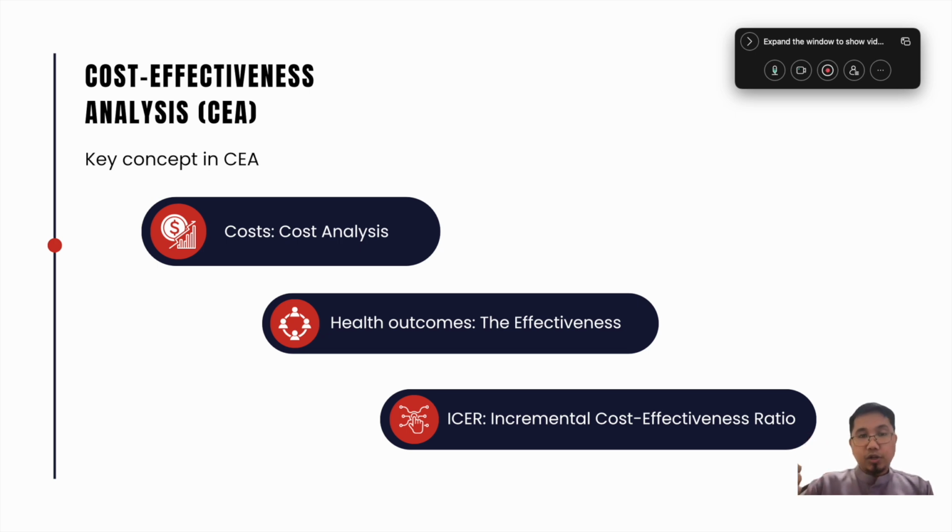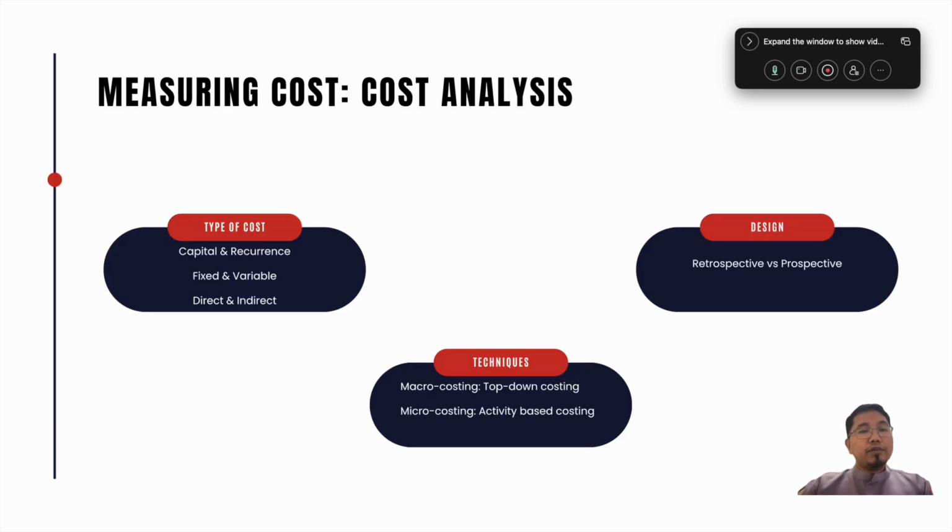Okay, first is cost, I mean measuring the cost, which is the cost analysis. We compare both alternatives or both interventions. So next is the health outcomes, the effectiveness that we look at, and then last is ICER, the incremental cost effectiveness ratio. Okay, we go one by one.